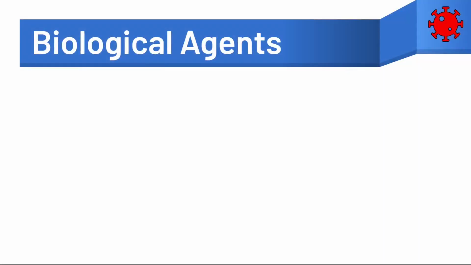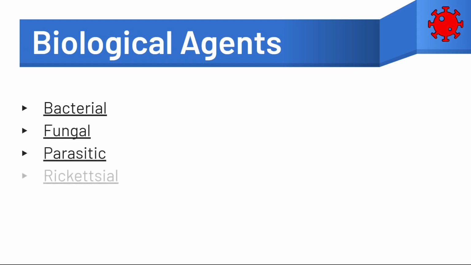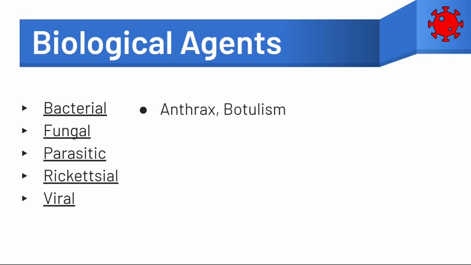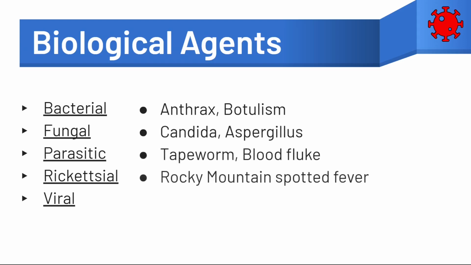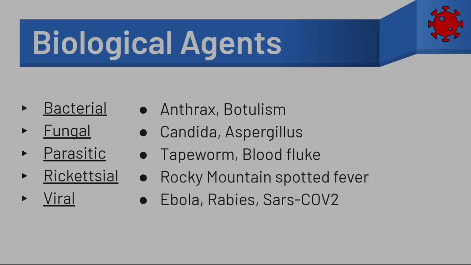Agents are the materials applied to living test subjects in life sciences labs. Categories include bacterial, fungal, parasitic, rickettsial, and viral. Some examples are anthrax, botulism, candida, blood fluke, Rocky Mountain spotted fever, and Ebola.